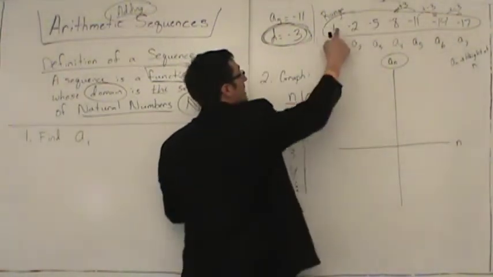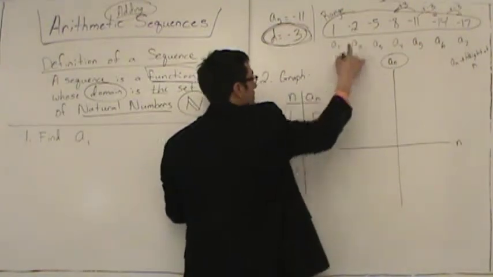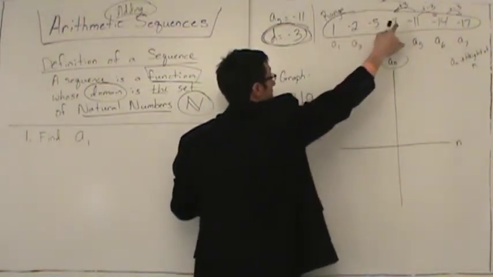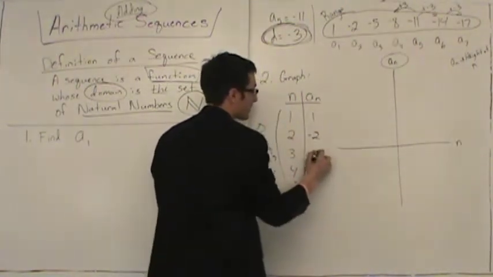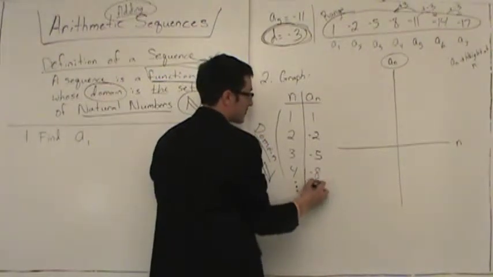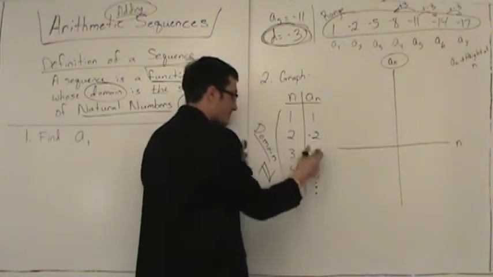Height at 1 is what? Height at 1 is 1. Height at 2 is what? Negative 2. So we're writing the values in this list, the range. Negative 5, what else do we have? Negative 8. Put your dot, dot, dot. This means the values go on forever.